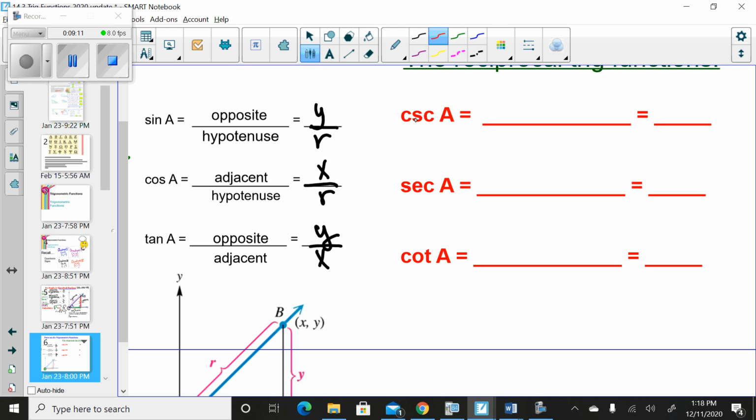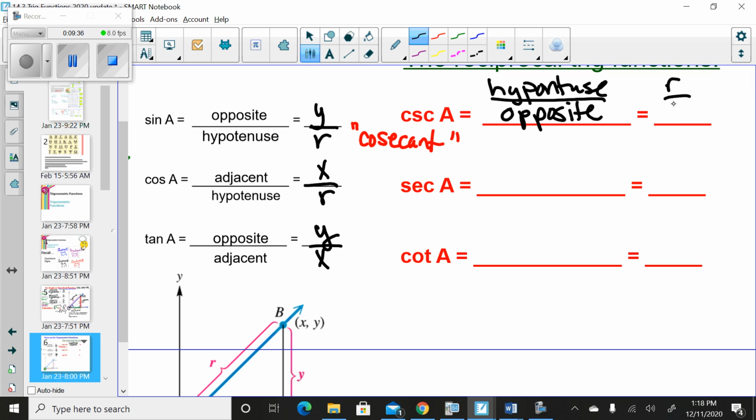They don't really connect. But the first one is CSC. That's the reciprocal of the sine function. So they go together. So I'm going to write out how you say it. Cosecant. That's the name of the function. So make sure you write down the word too. It's the reciprocal for sine. So where sine was opposite over hypotenuse, this is going to be hypotenuse over opposite. It's just the reciprocal. So that means instead of being Y over R, it's going to be R over Y. So the name of the function is cosecant.